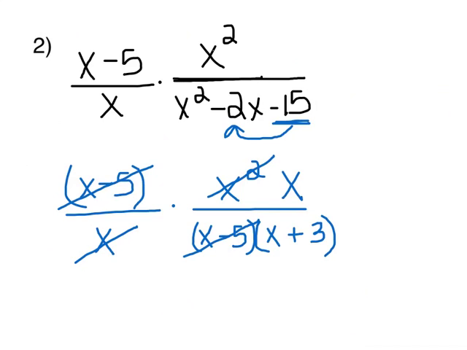Everything left over gets multiplied back together. So on the top, we have an x left over. On the bottom, we have the expression x plus 3. This is our answer.